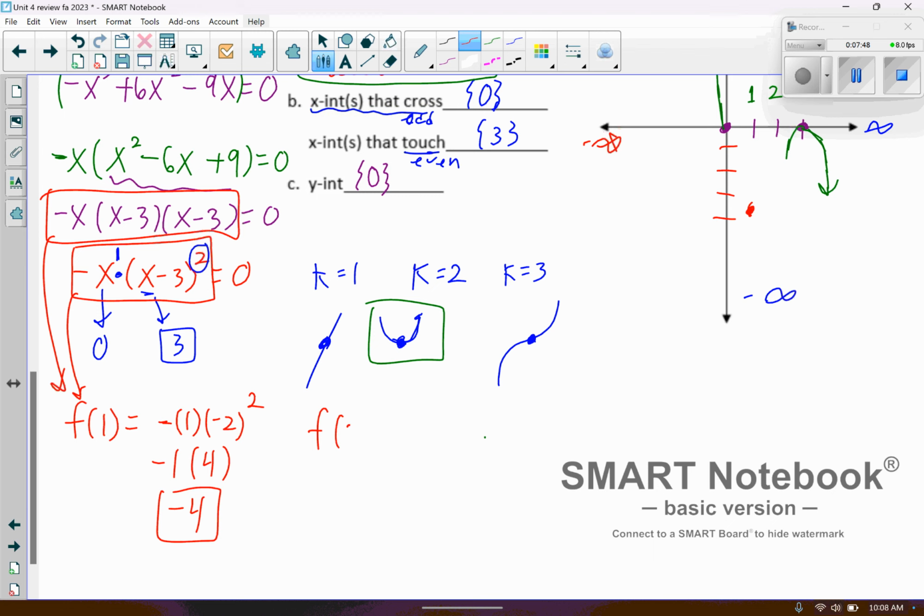And then let's see, what about f of 2? Let's see, f of 2. So that's going to be negative parentheses 2. And then 2 take away 3 is negative 1, and then we're going to square it. And so let's see, this becomes negative 2 times 1 because the negative 1 squared becomes positive. Negative 2 times 1 is negative 2. And so we're going to put that about right there.